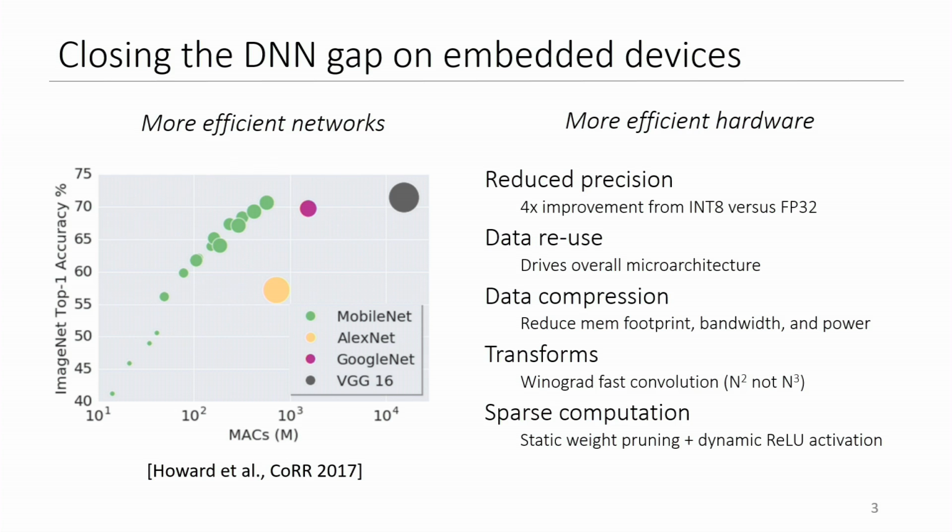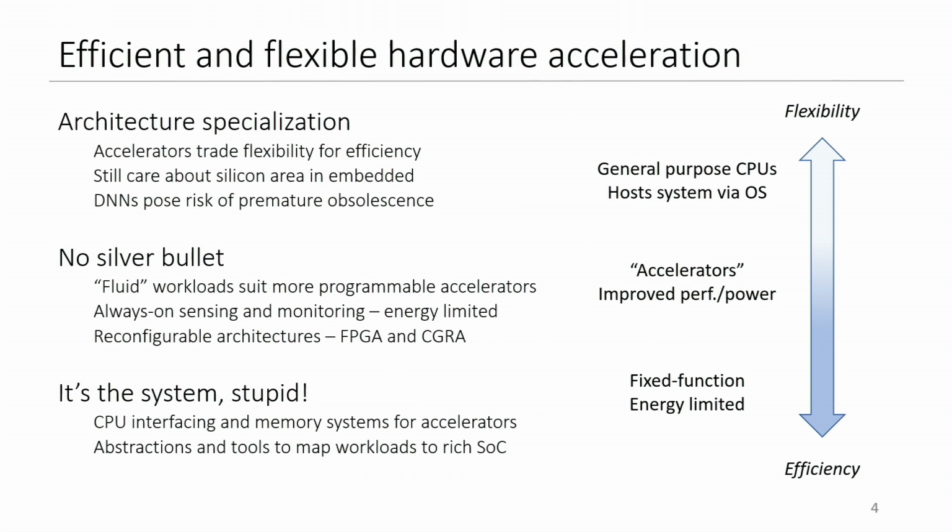And there's lots of tricks we can use here, which have been pretty well studied over the last couple of years. We can do things like reduce the precision of the data. We can move to 8-bit integers rather than floating point numbers. And we can exploit data reuse, which is especially useful for convolutional layers. We can compress the data. We can do things like fast convolution algorithms like Winograd. And we can also do things like sparse computation, really driving down the amount of compute we have to do. All these things can be considered hardware specialization for neural network workloads.